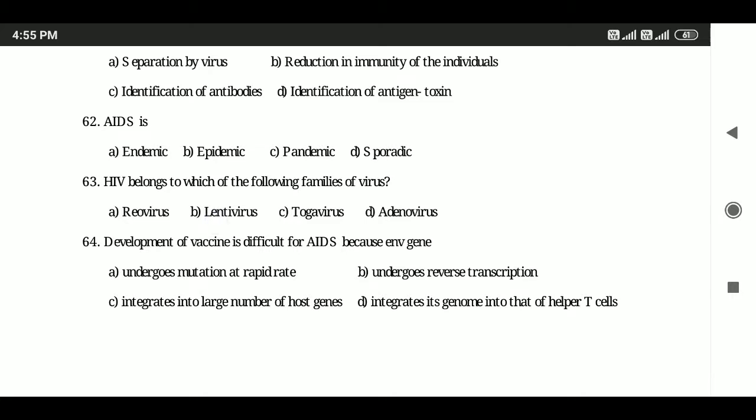Development of vaccine is difficult for AIDS because ENV gene undergoes mutation at rapid rate, undergoes reverse transcription, integrates into large number of host genes, integrates its genome into the helper T cells. So the correct answer for this is undergoes mutations at a very rapid rate.